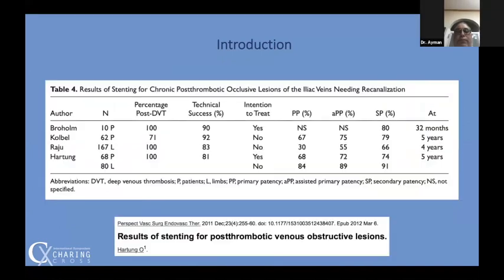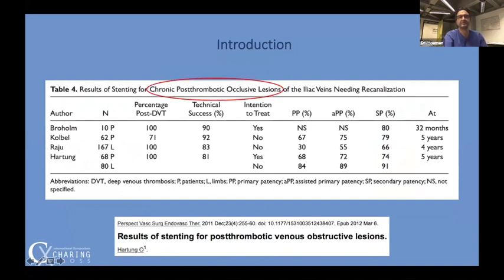This is a table from a paper published in 2011 by Olivia Hatum. It shows the results after stenting for chronic post-thrombotic occlusions of the iliac tract. Just notice the differences of primary and secondary patency between these groups. I don't think that the reason for such a big discrepancy could be the skill of the surgeons or interventionalists, or the type of the implanted stents. The reason is probably a big difference in the extension of the pathology in the patients included in these different studies.